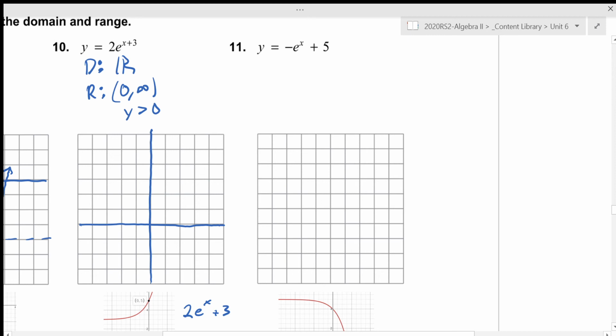It goes through -3, 2, and it is increasing to the right. So it looks similar, but it doesn't necessarily go through 0, 5 like I had before.